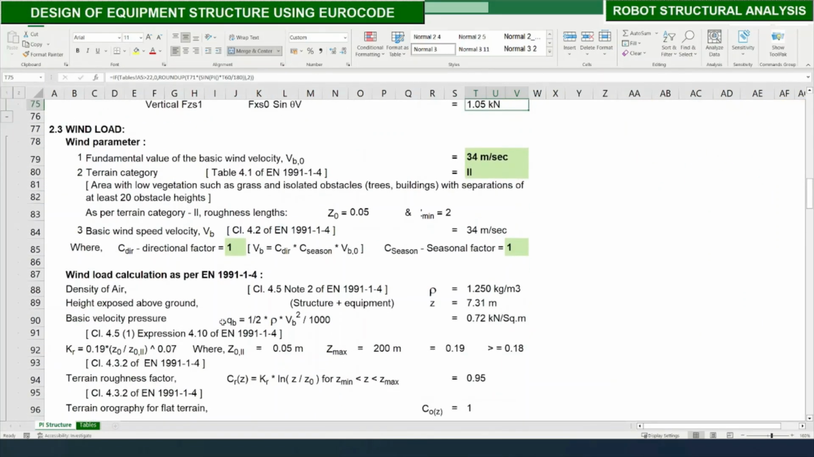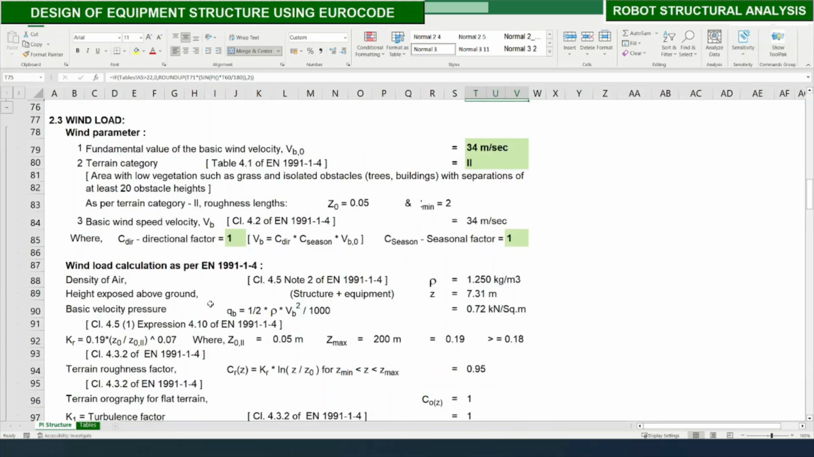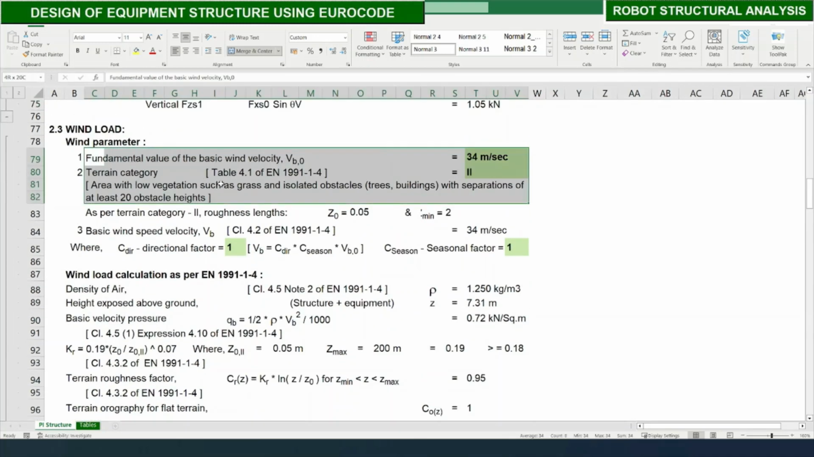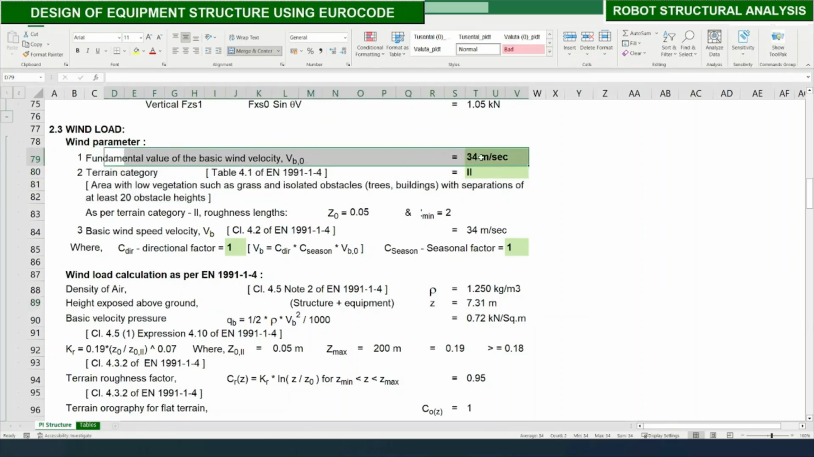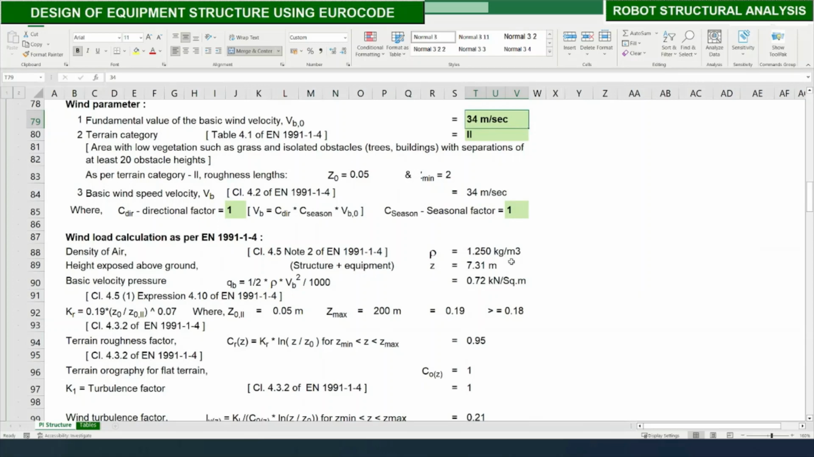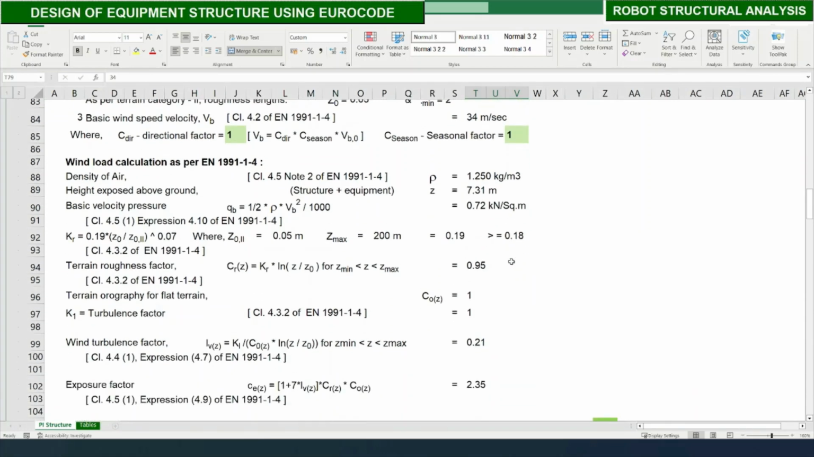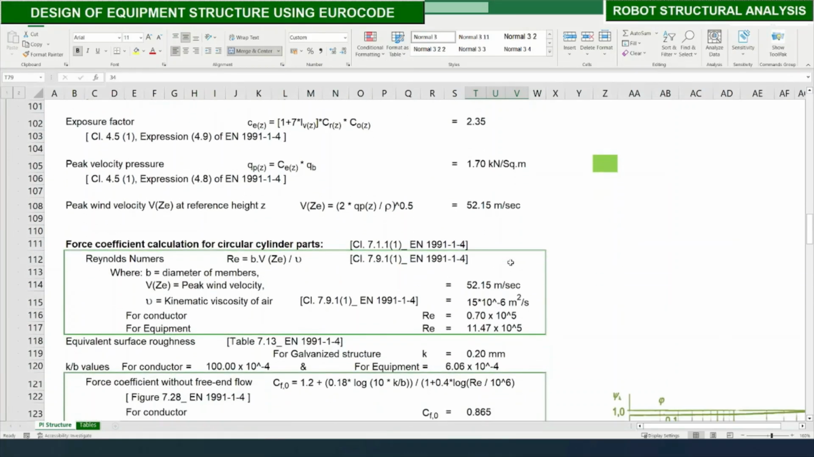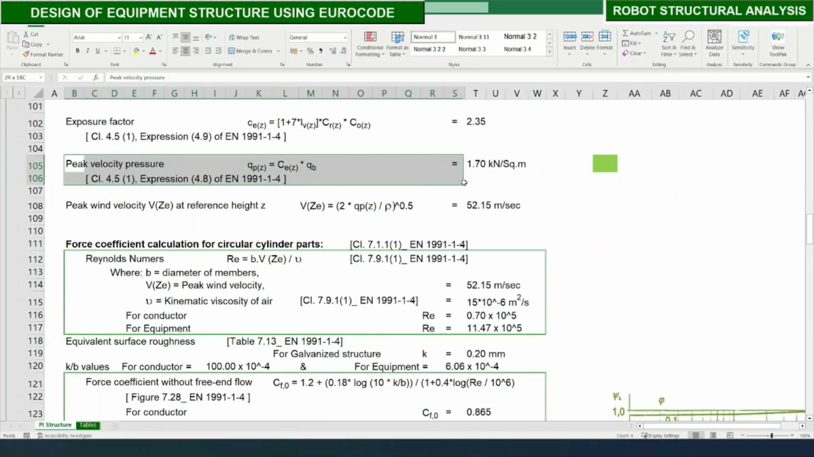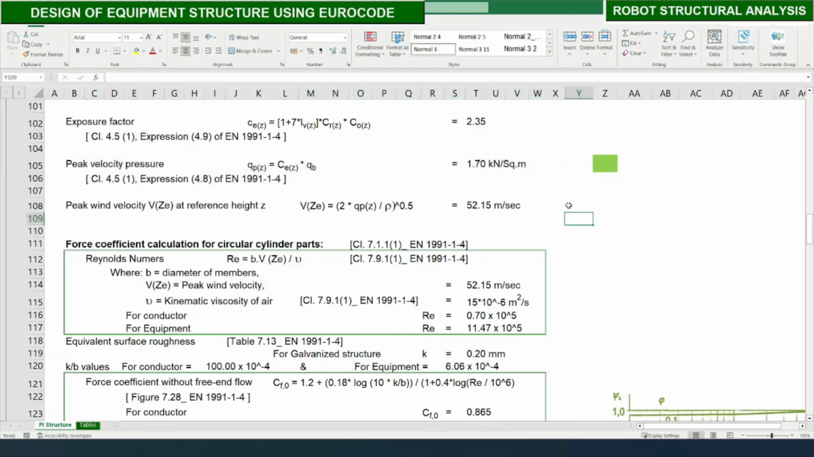Next is wind load cases. For these wind load cases, we already discussed in our previous video how to calculate the wind pressure from the fundamental value of the basic velocity as per the European standard. The link for the video is given in the description, where you can find the explanation. So up to here we had seen already in that video, and from here we need to look at the next steps.